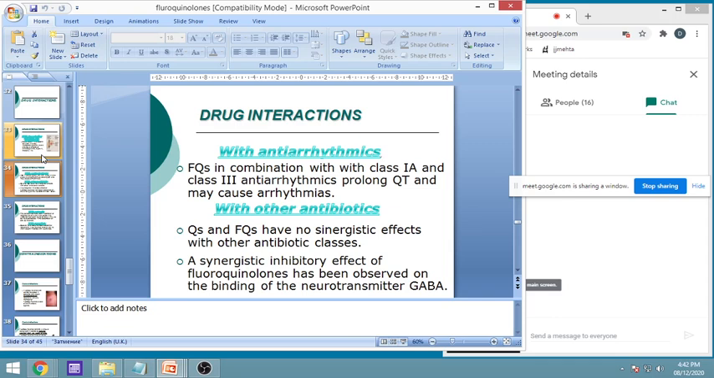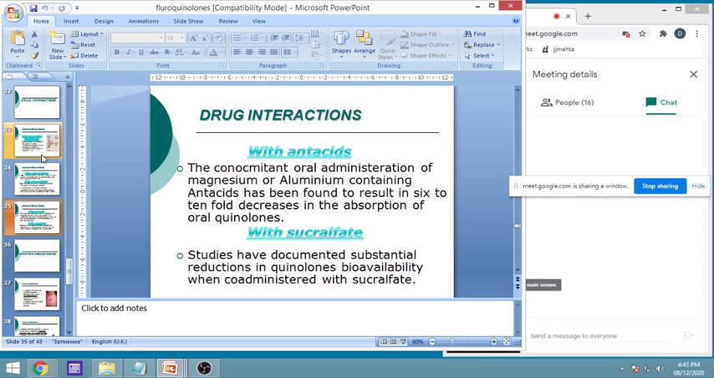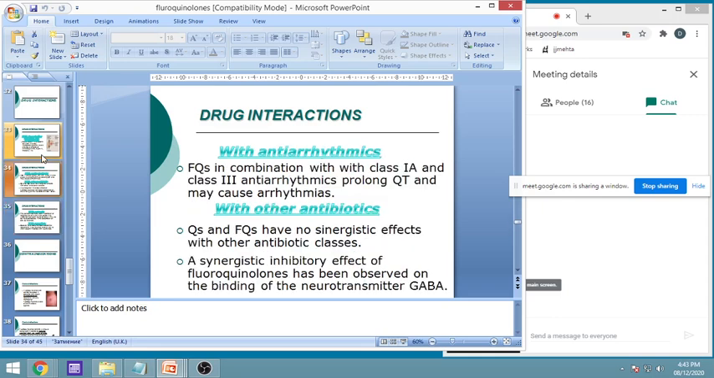Other drug interactions: fluoroquinolones in combination with class 1A and class 3 antiarrhythmic agents prolong the QT interval and may cause arrhythmias. So we call these drugs arrhythmogenic in nature. Then with other antibiotics, they have no synergistic effects with other antibiotic classes, and a synergistic inhibitory effect of fluoroquinolones has been observed on the binding of the neurotransmitter GABA. So this is only a synergism, but there is no benefit of combination.